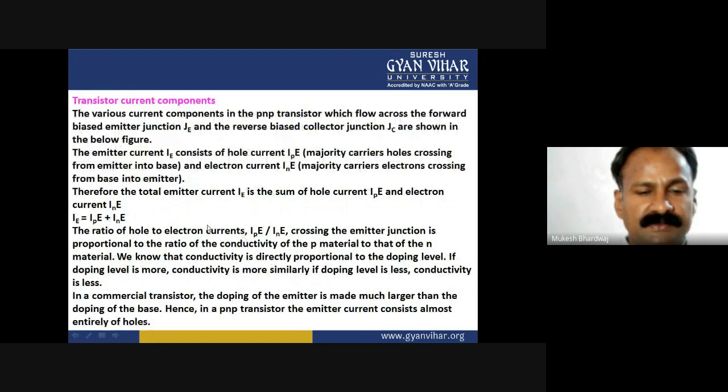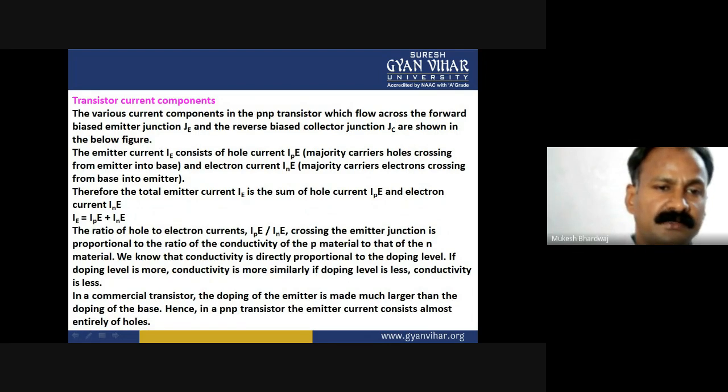Transistor current components. The various current components in the PNP transistor, which flow across the forward biased emitter junction and the reverse biased collector junction, are shown in the below figure.